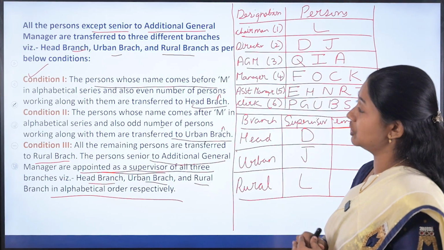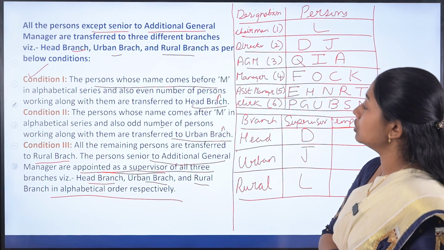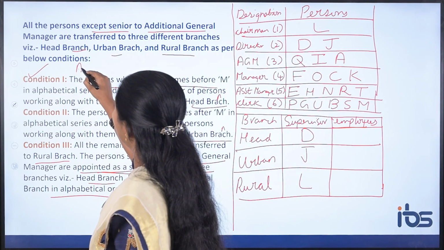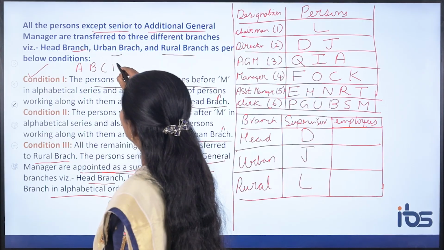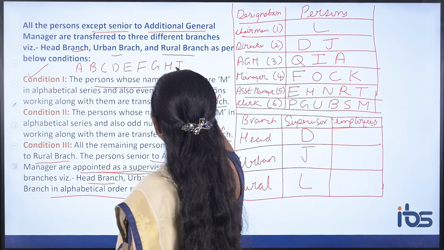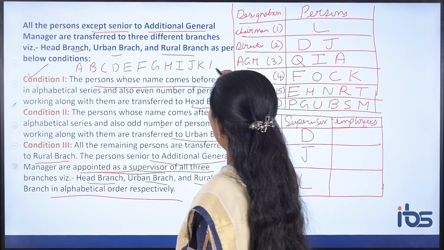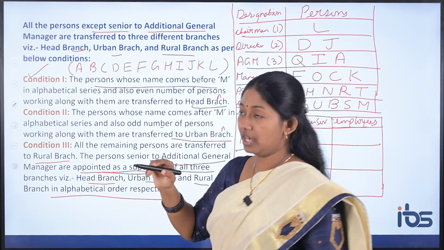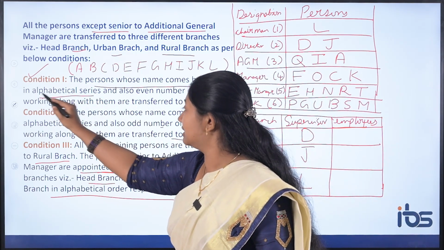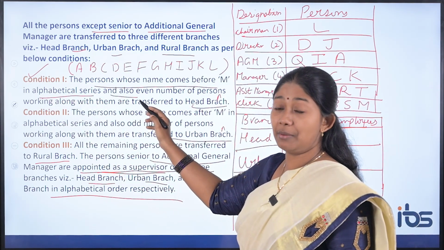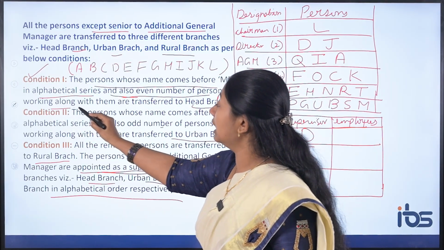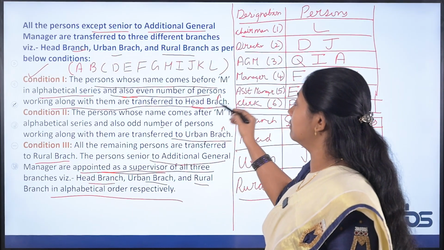Now if you look at condition 1, the person whose name comes before M. So before M, how many letters do we have? A, B, C, D, E, F, G, H, I, J, K, L. Not M. M is not included. The person whose name comes before M in alphabetical series, and this is also a very important condition, and also even number of persons working along with them are transferred.